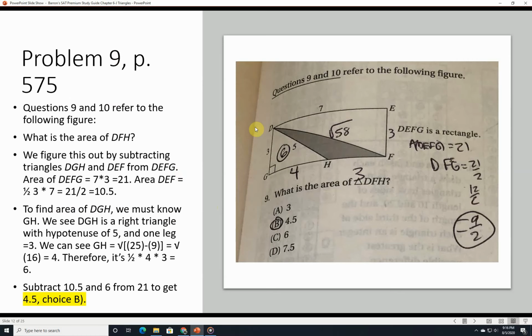Problem 9, page 575. Sorry, I had to take pictures of my book at kind of a funky angle here, so it's a little curved, but anyway.